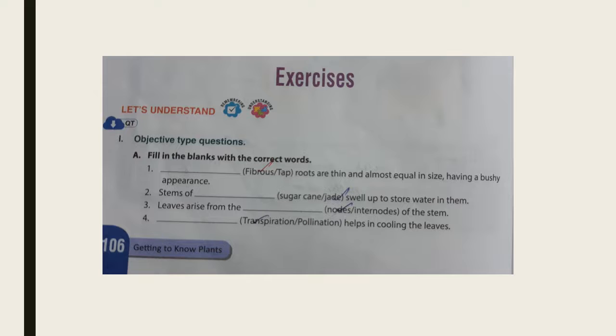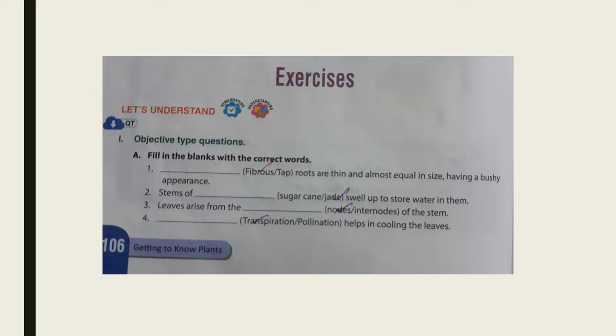Third one is, leaves arise from the dash of the stem. Leaves arise from the nodes of the stem. Answer is nodes. Then fourth one, dash helps in cooling the leaves. Transpiration helps in cooling the leaves.